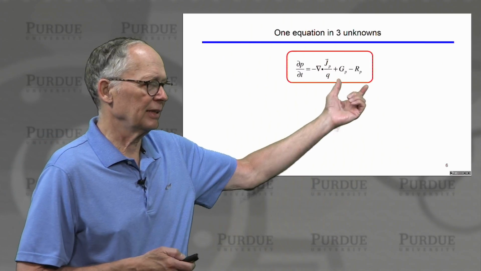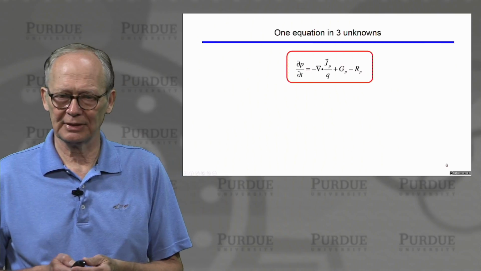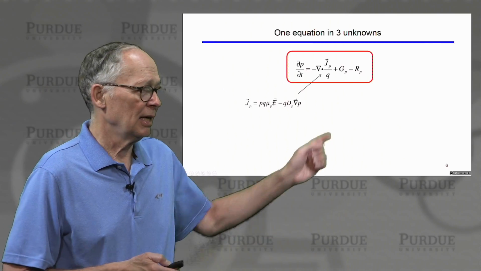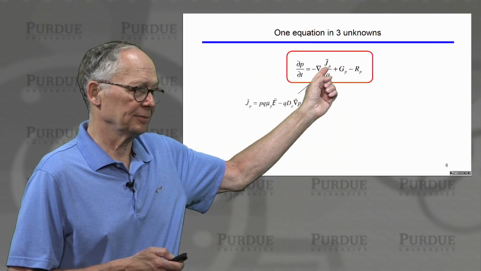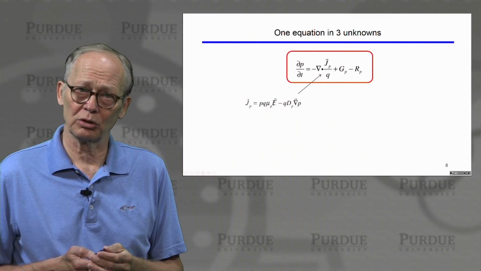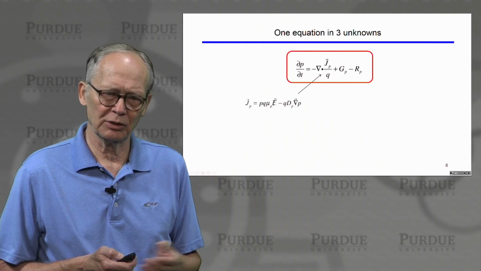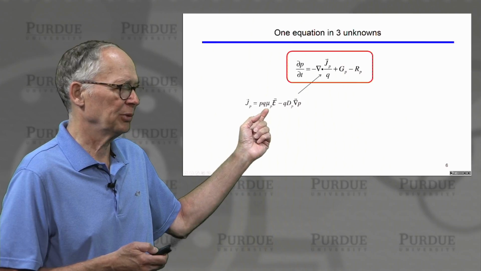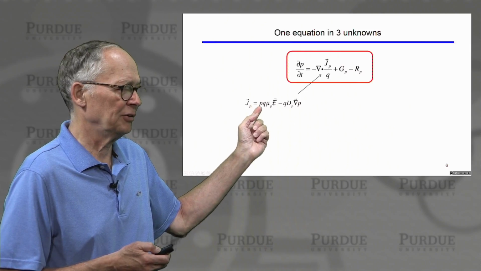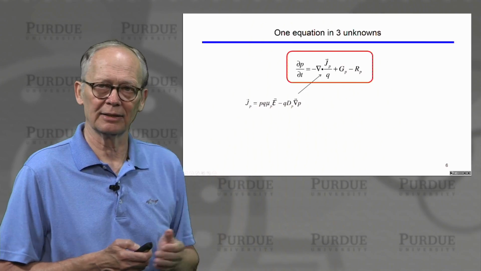Okay, so let's look at this hole continuity equation. This is the first of our equations. We're going to need the hole current, but the hole current, we already have an equation for that. It's related to the electric field and to the hole density and to its gradient.